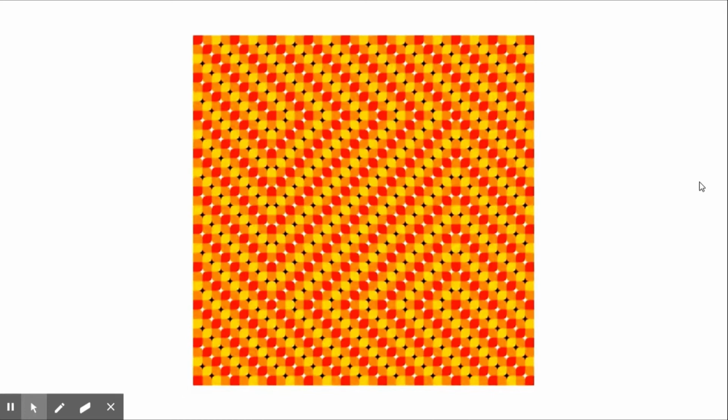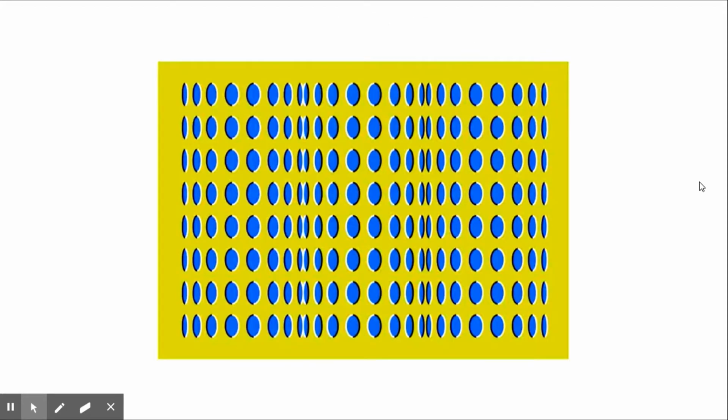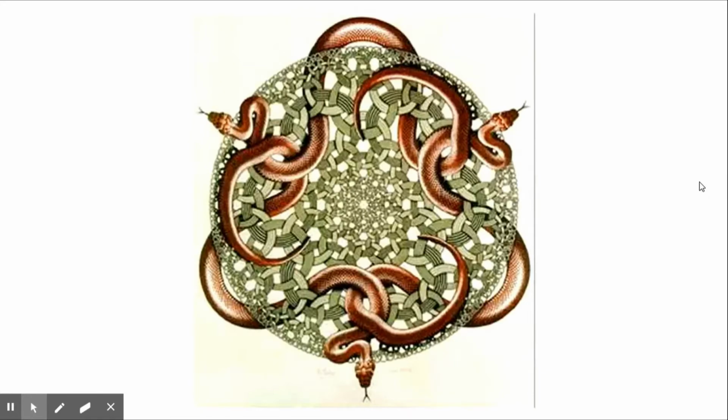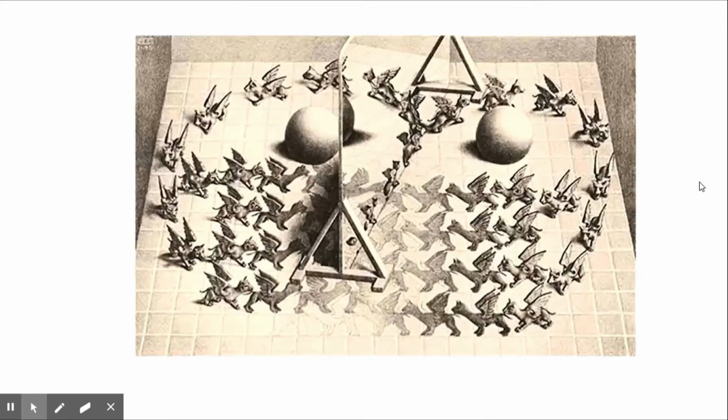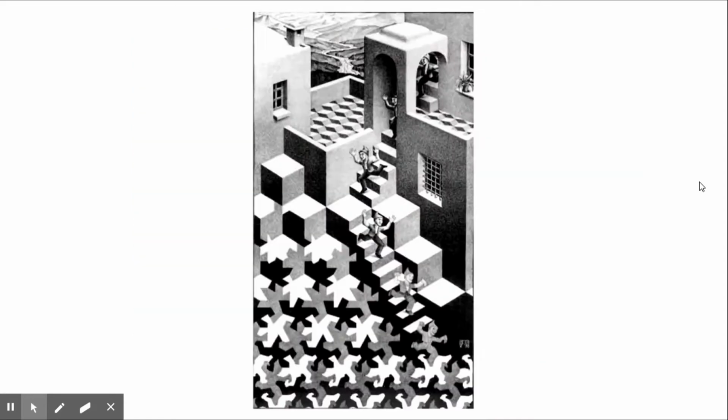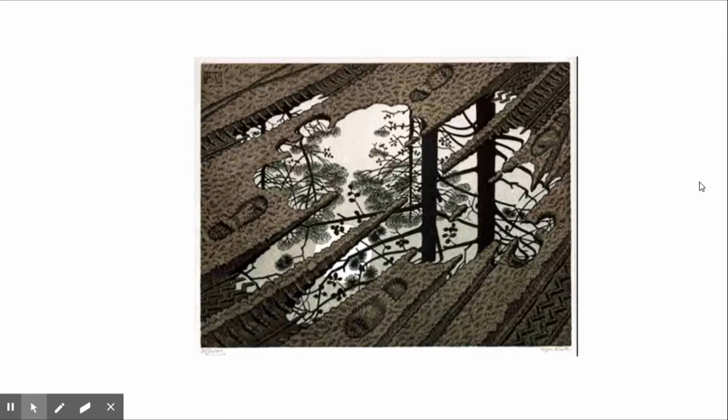Let's look at some examples of op art. Maybe this one, this. These are older, newer. Some simple, some more complex. Traditional, very strange.